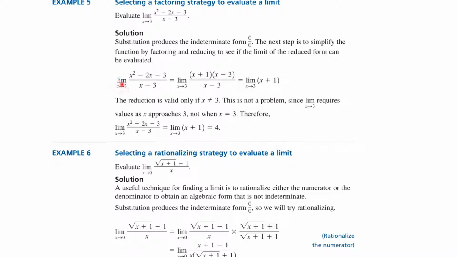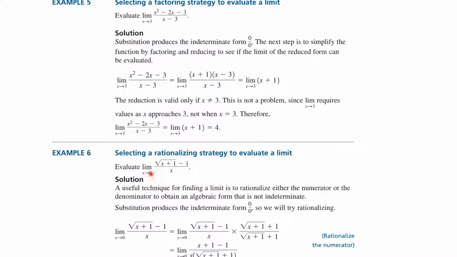Therefore, the limit of f(x) as x approaches 3, when f(x) is the given function, is the same as the limit of x plus 1 as x approaches 3. And this limit is 4. What we did, we factored the numerator. Since x is not 3, we simplified the function. We divided both numerator and denominator by a non-zero expression, which is x minus 3 in this case.